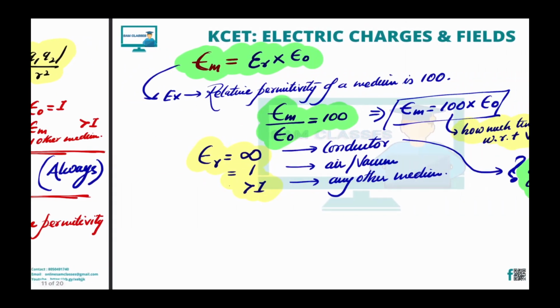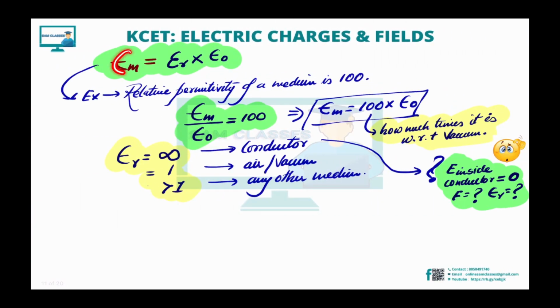Let's move on to the next part. Now, epsilon m, the permittivity of the medium, is nothing but epsilon relative permittivity into epsilon naught. What do you mean by this? Let's understand with a simple question. They have given us that the relative permittivity of a medium is 100. So it means the permittivity of the medium by the permittivity of vacuum is equal to 100. So the permittivity of the medium is 100 times the permittivity of the vacuum. How many times it is with respect to vacuum is given by epsilon r.